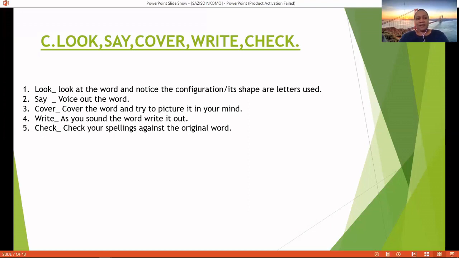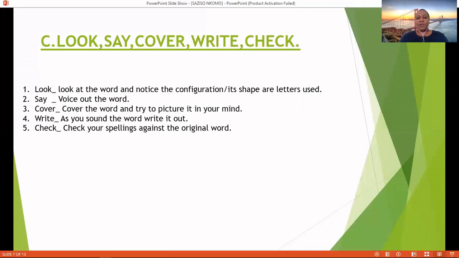And then say, voice out the word. I have already mentioned that. So it's important that you voice out the word, you pronounce it correctly, and as you do so, you learn how to spell. Cover the word and try to picture it in your mind. So without you looking at the word now, you cover it and you picture it in your mind. Once you have pictured it in your mind, write it as you sound it. As you sound the word, write it down.